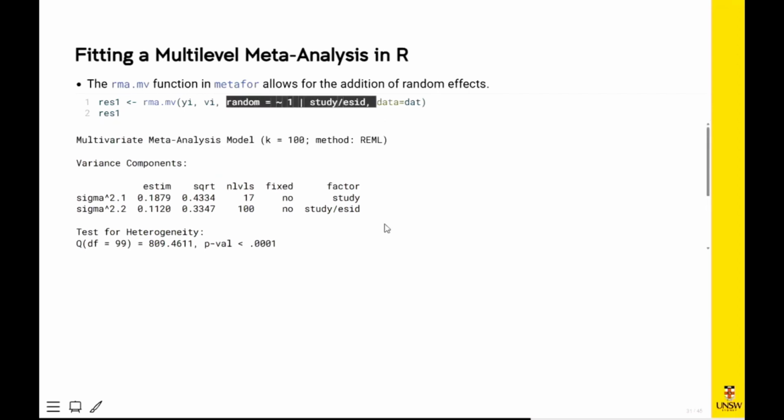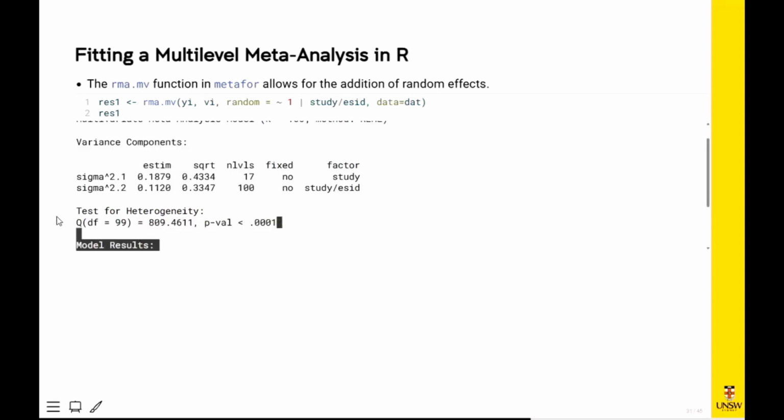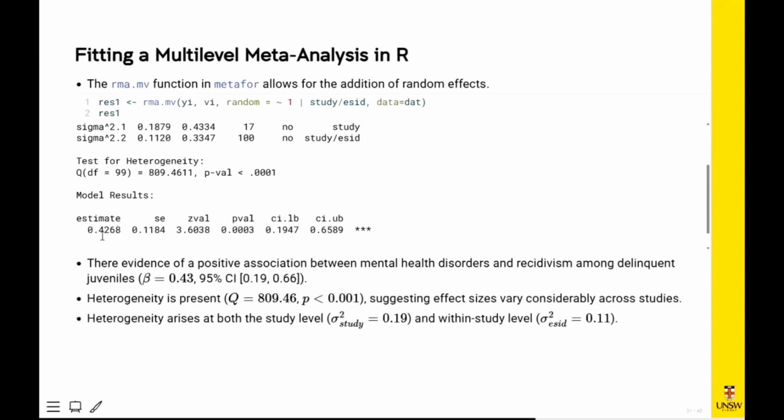And our output looks a little bit different, and in particular, we have variance components. So rather than just having one variance estimate, we actually have 2. We have one at the study level and one at the effect size level within study. We still have our heterogeneity statistics and our results down at the bottom. So we have an estimate of 0.43 with these confidence limits and a p-value. So we do have evidence of a positive association between mental health disorders and recidivism amongst our juveniles. We do have evidence of heterogeneity and the 2 separate estimates, the 2 types of heterogeneity. These are the estimates of the heterogeneity at each level.